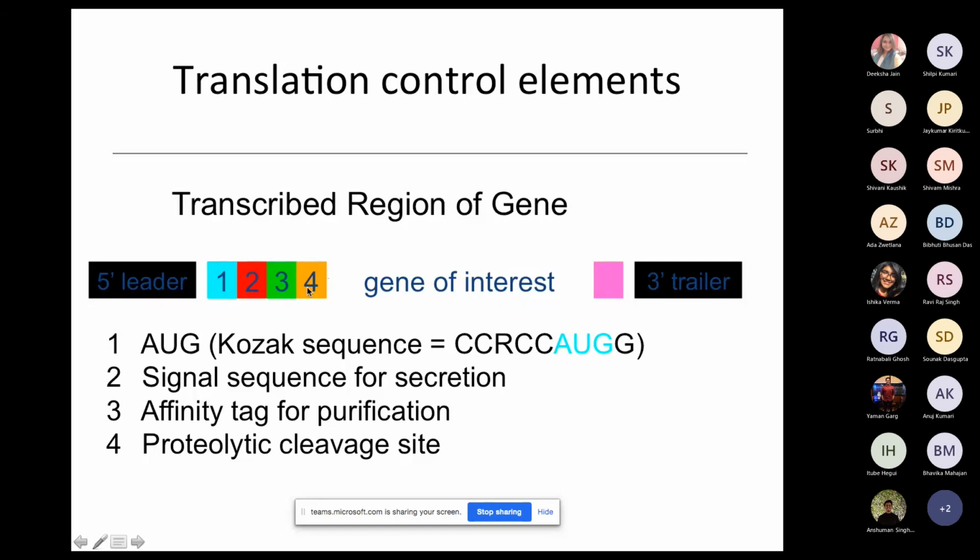So once you purify your protein, only then you will cut it with the proteases, which will recognize this whole sequence, and your gene of interest will be free.